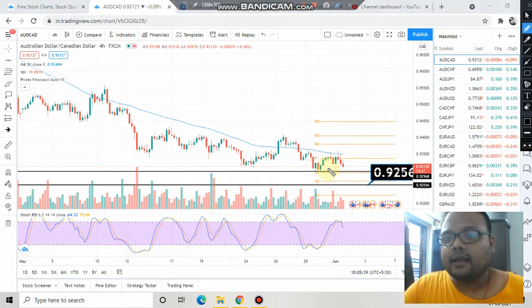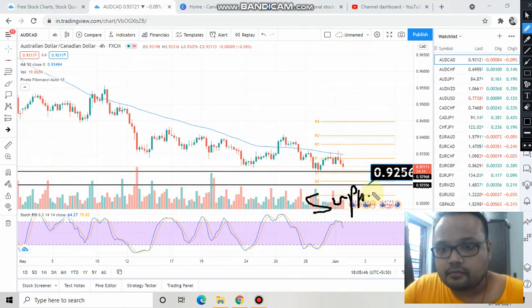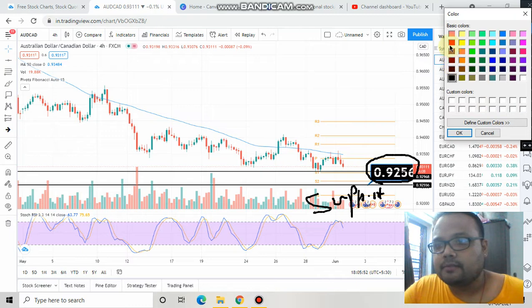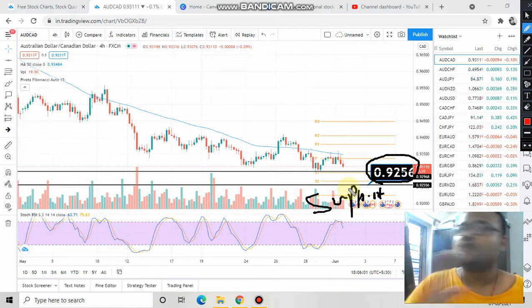So let the market come down to this price level, the support zone, the 0.9256 level. There is a good possibility that when the market hits this support level, we will get a good opportunity to buy. So forget about shorting the market.